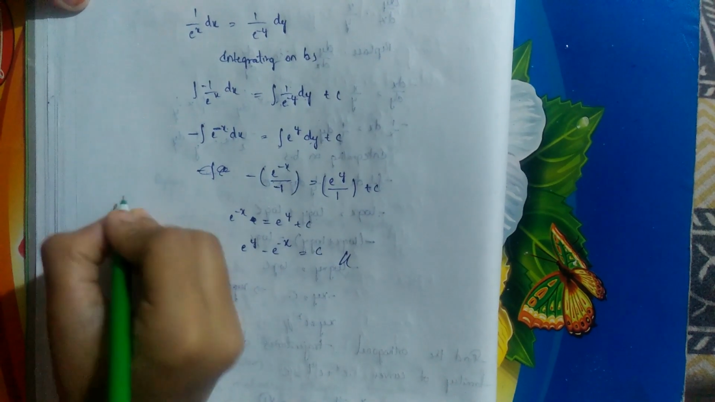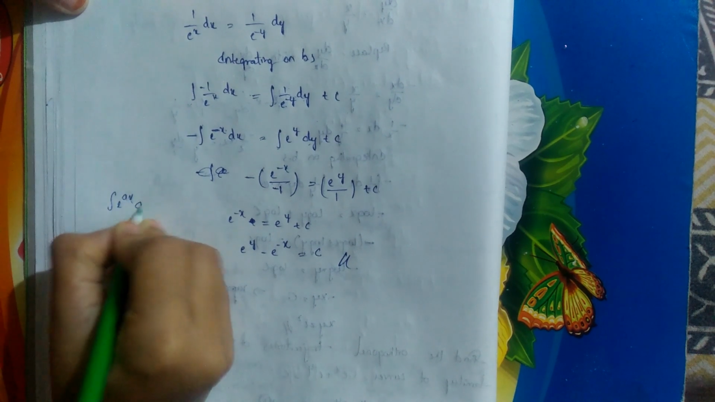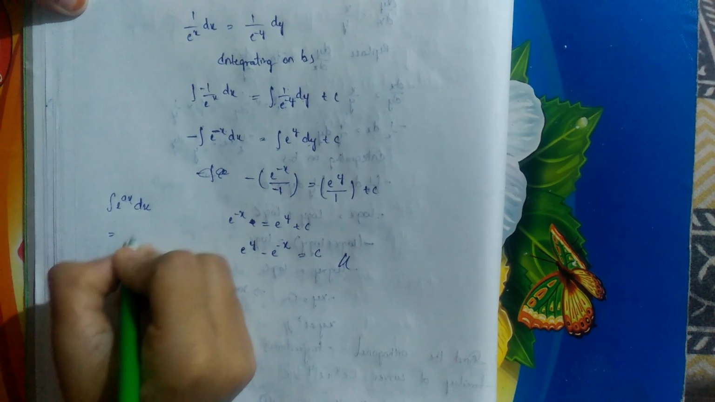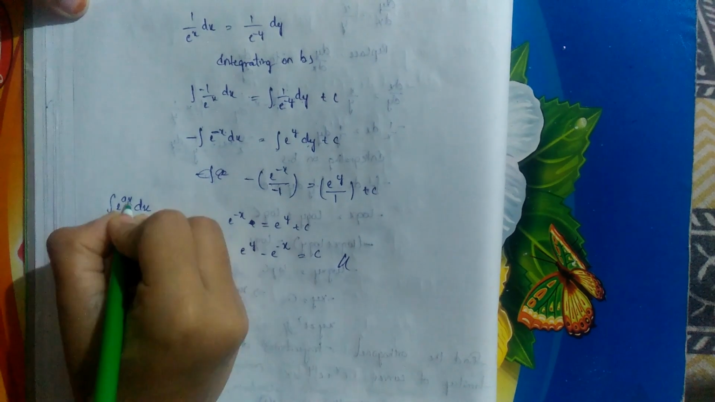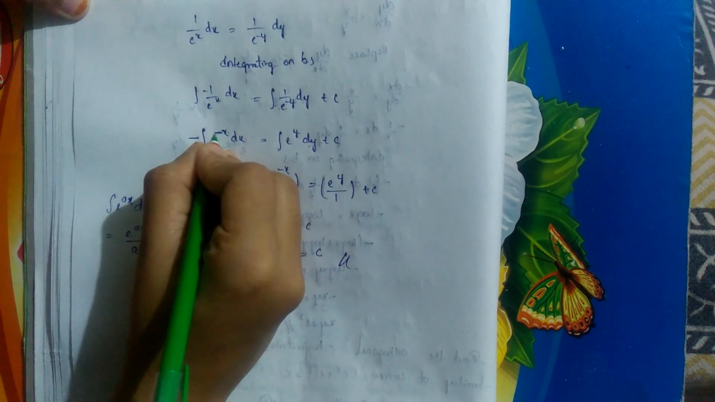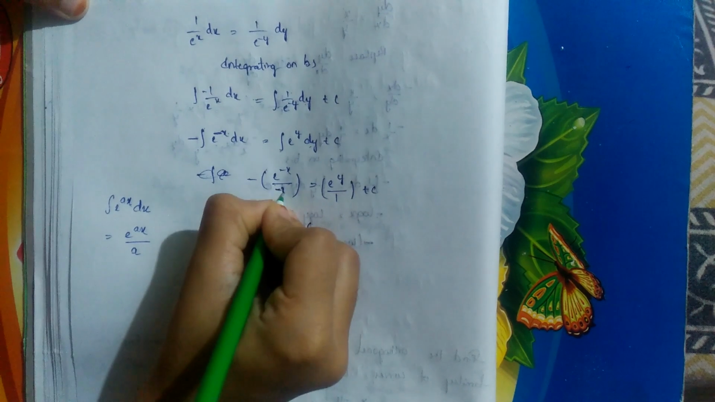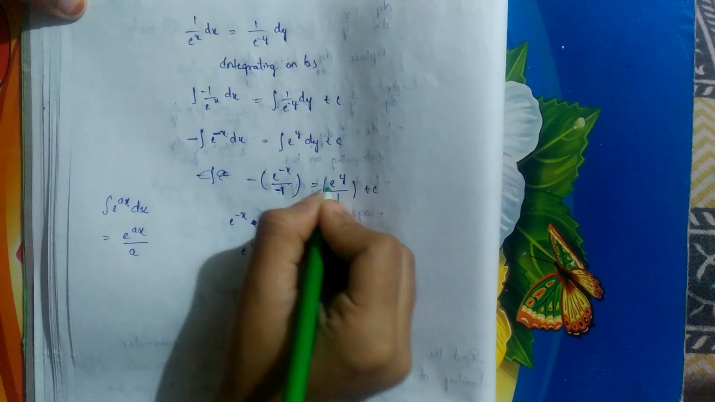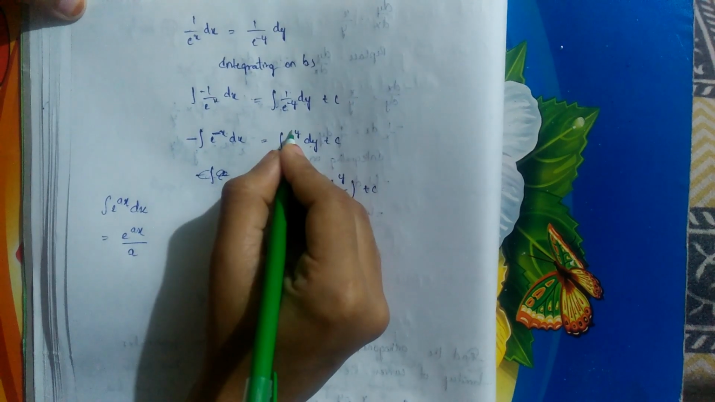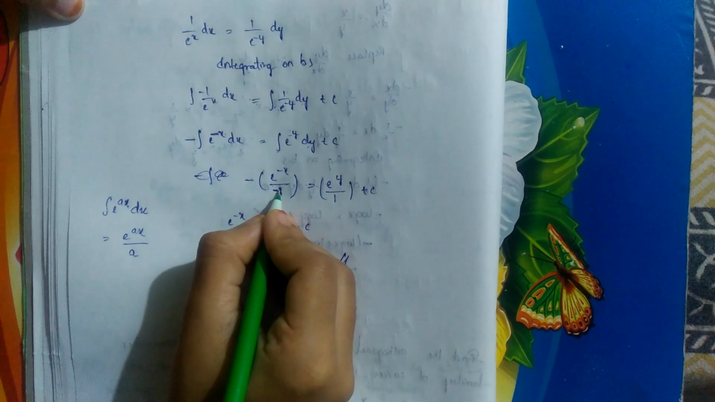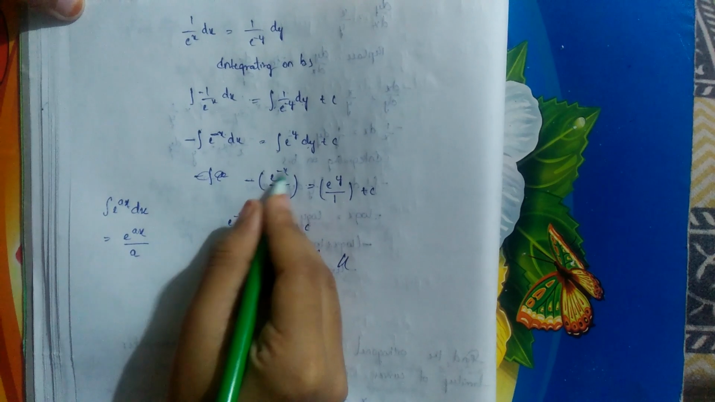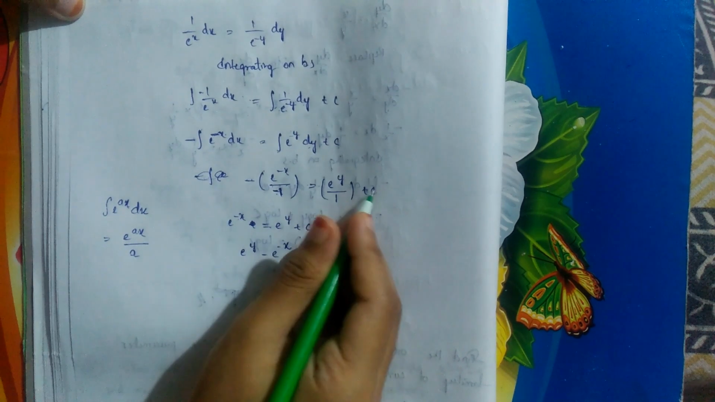Now minus of e power minus x integration is e power minus x by minus 1. By the formula we have integration of e power ax dx is equal to e power ax by the constant a. So here the constant is minus 1, that's why I have written minus 1 in the denominator, is equal to e power y by 1, since here the constant is 1, plus c. Then minus will get cancelled. Then you get e power minus x is equal to e power y plus c.